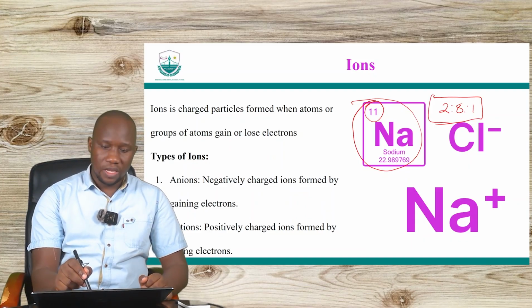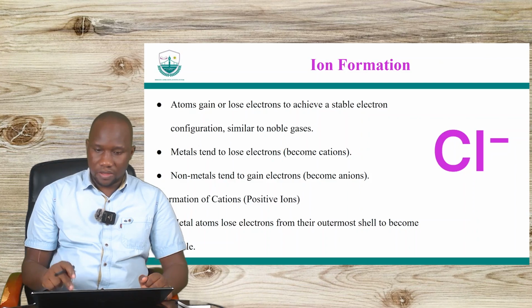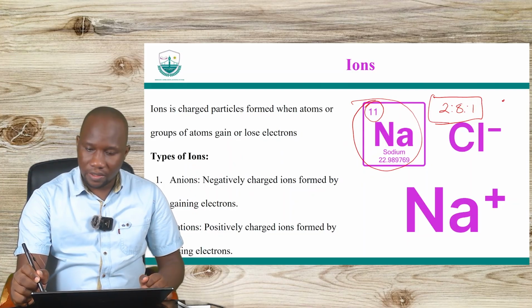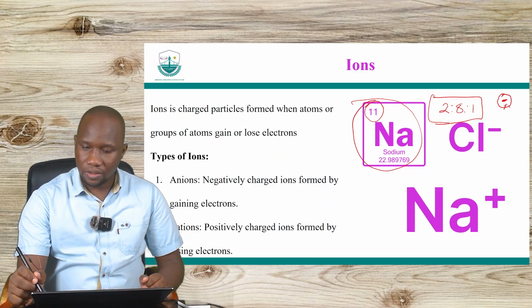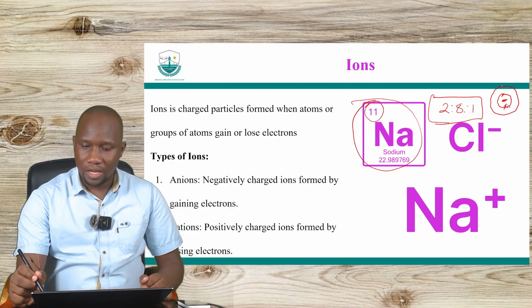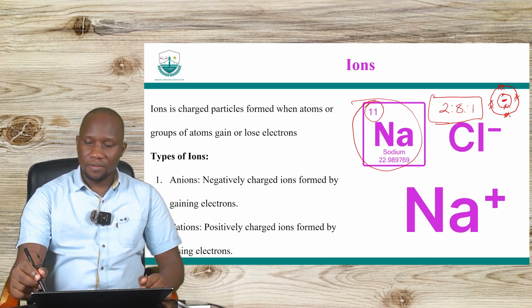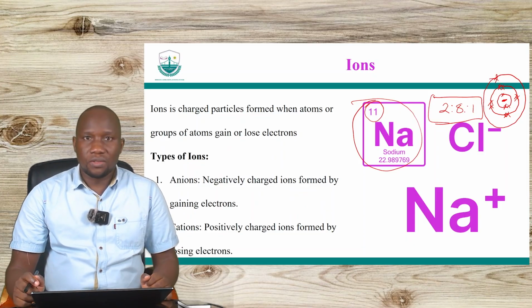So if we are to draw it, this is the nucleus. That's the first shell with the 2 electrons, or you can use dots. And then the other one, those are 2, those are 4, those are 6, and then those are 8. Remaining 1 to make 11. So you have 1 more electron there. So that is the electronic configuration of sodium.